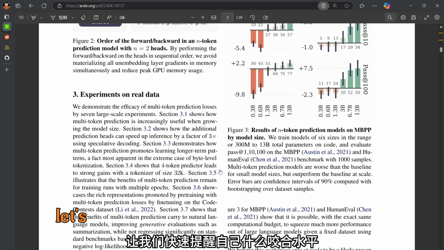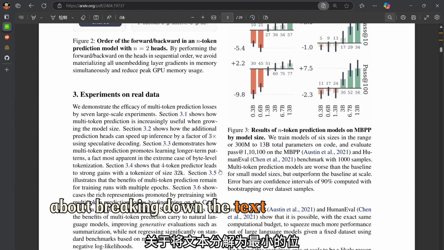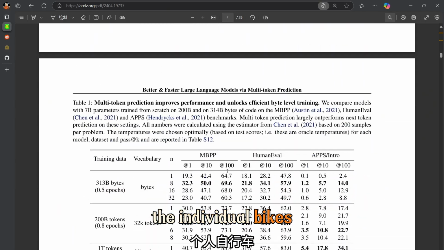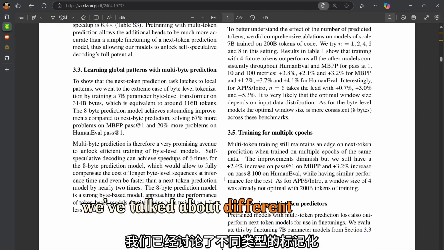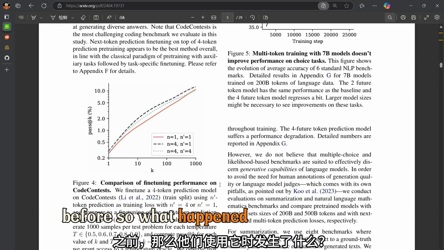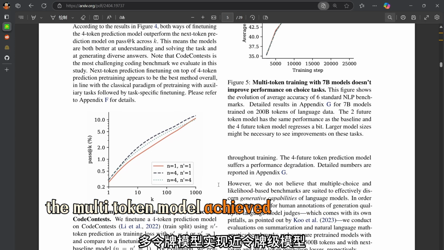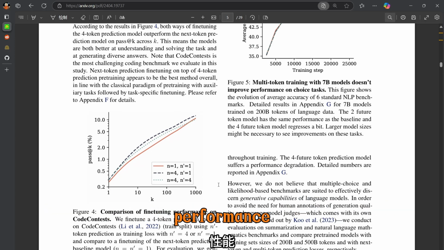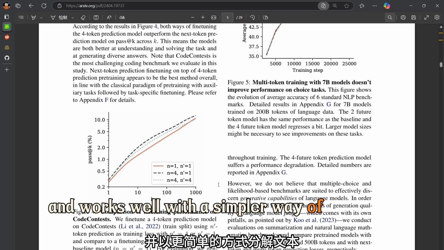That's a good point. Let's quickly remind ourselves what byte-level tokenization means. It's about breaking down the text into the smallest bits, the individual bytes. Think of it as the building blocks of digital information. Right, we've talked about different types of tokenization before. So what happened when they used it? Even with byte-level tokenization, the multi-token model achieved near token-level model performance. Wow, so it's faster, more efficient, and works well with a simpler way of breaking down text.